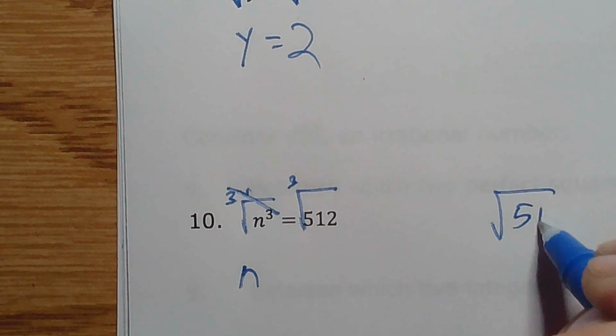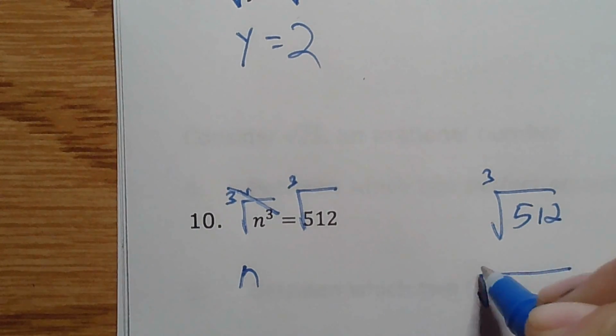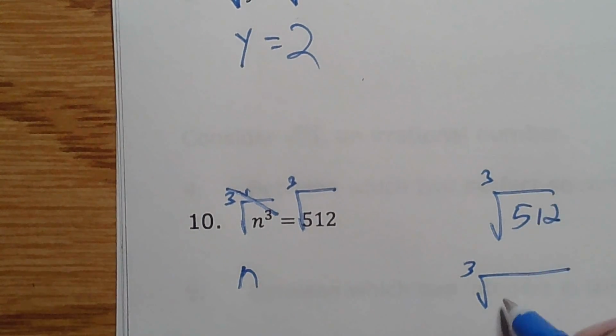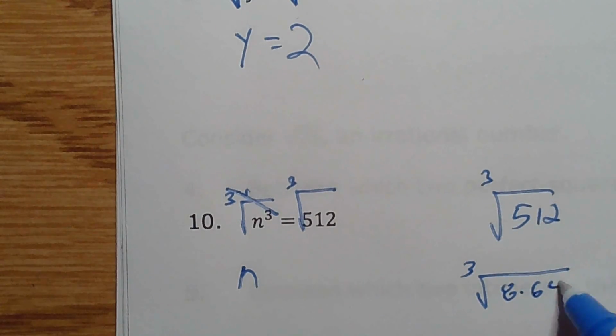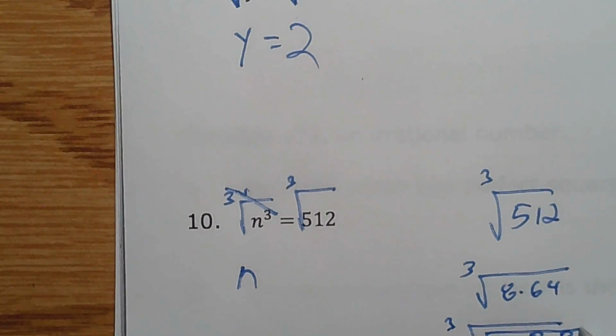Cube root of 512. Let's see if I can break this down into, like, well, 2 would be easy, but maybe let me try 8. Well, it's 64, so 8 times 64. Okay, let me keep going. 8 times 8 times 8, because it's 64. Oh, look at that, I got 3 8s.